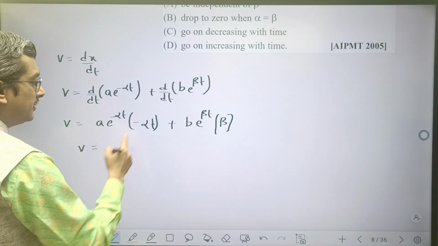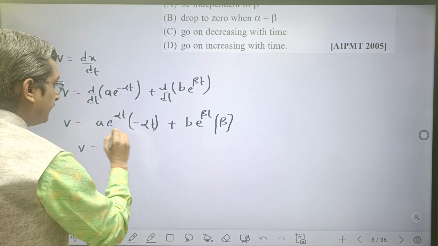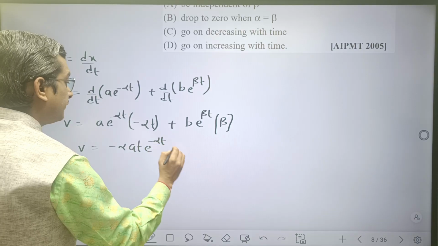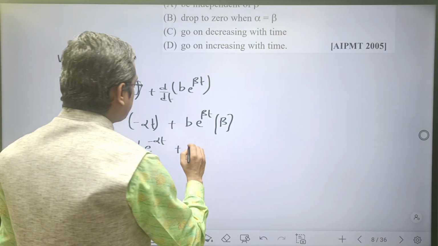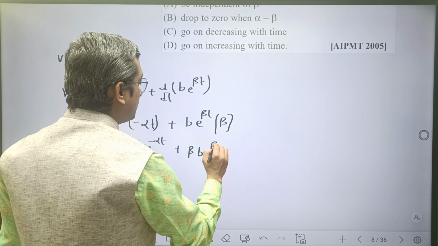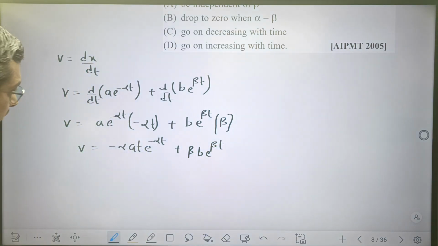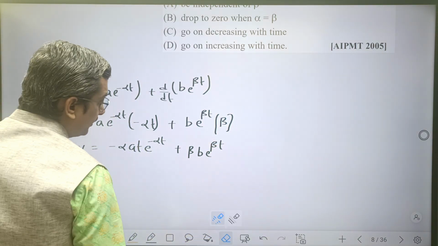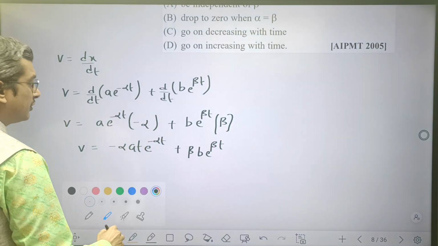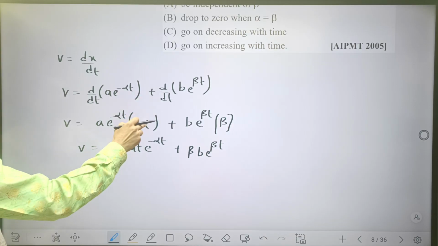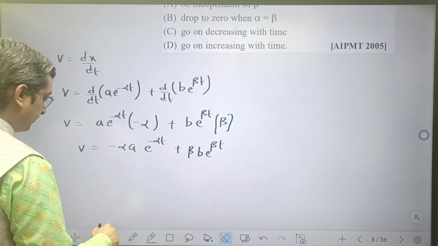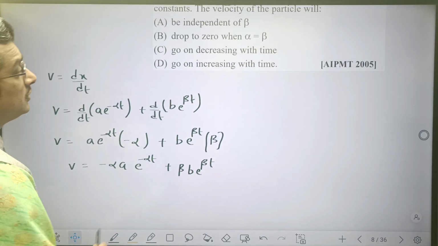So v is given by minus alpha a e to the power minus alpha t, plus beta b e to the power beta t, isn't it? And here one more thing, you are observing this t should not come, because when you differentiate alpha t, you will remain with alpha, isn't it? So this t will not come. So the expression is like this one.